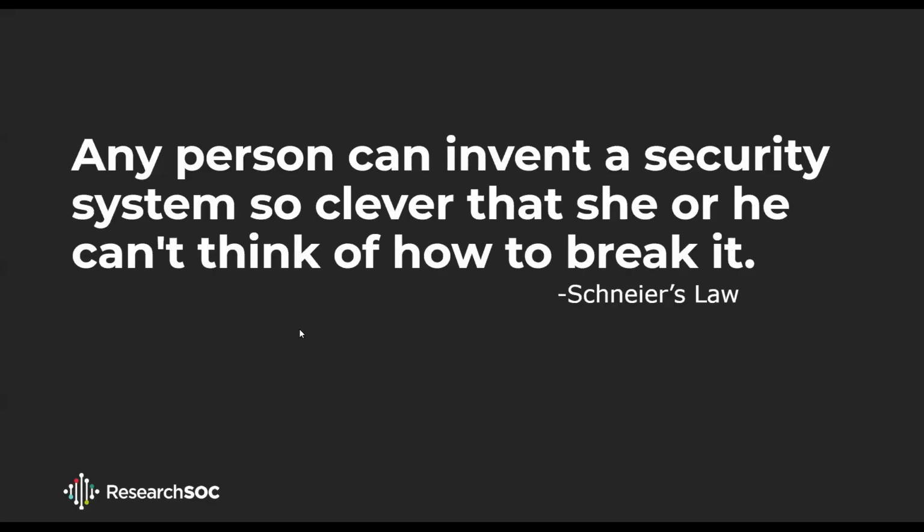One thing we can also suffer from is a myopia with our security systems. We designed the system. We can't think of any ways it's deficient, so it must be secure. But any person could invent a security system so clever that she or he can't think of a way to break it. And that is something we want to use security exercises to bring more eyes into our operations and change our perspective so that we have a better feeling of where our vulnerabilities may lie.